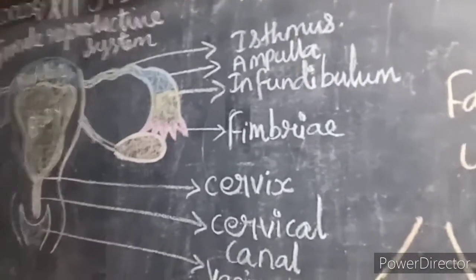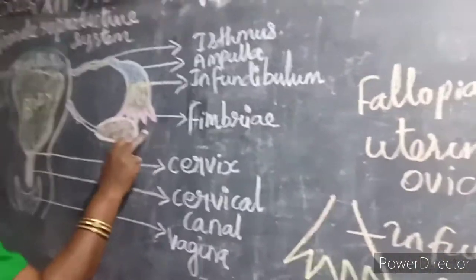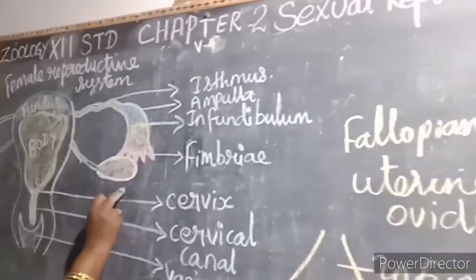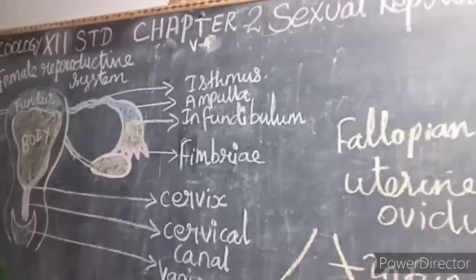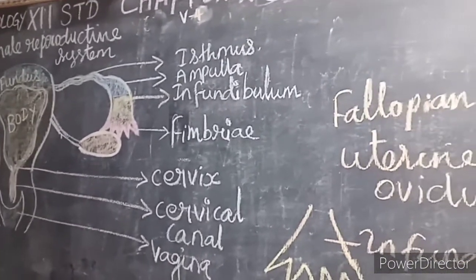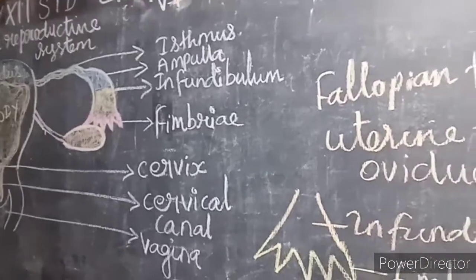So what is the function of the fimbriae? It collects the ovum after the ovulation. So what is ovulation? The release of the ovum from the ovary is called ovulation.